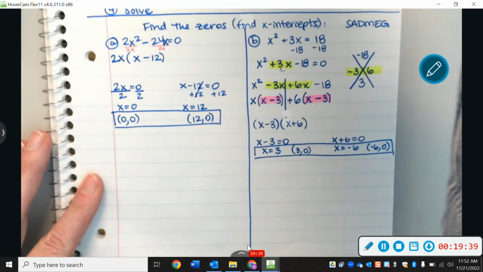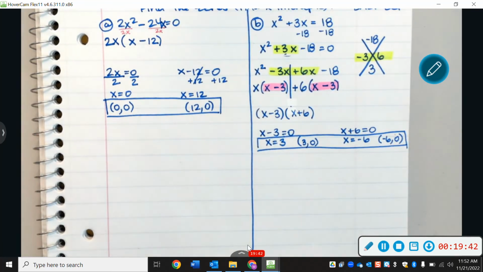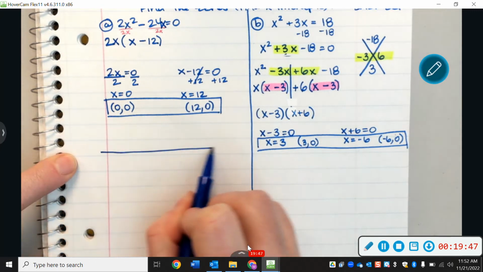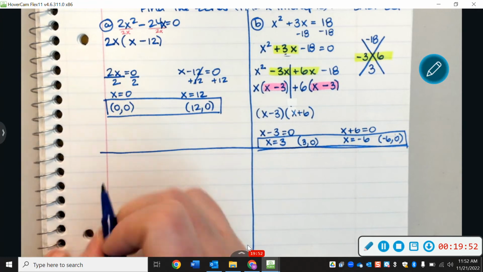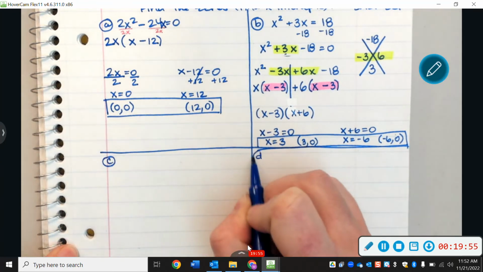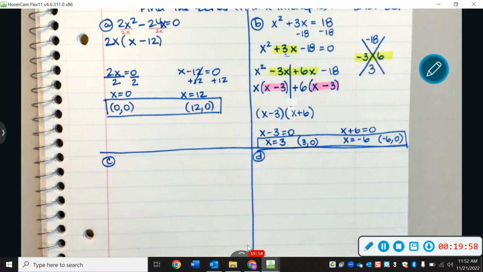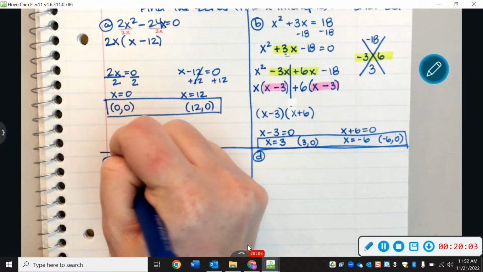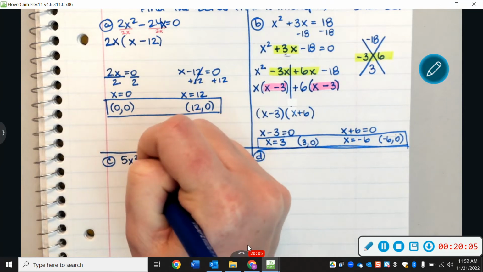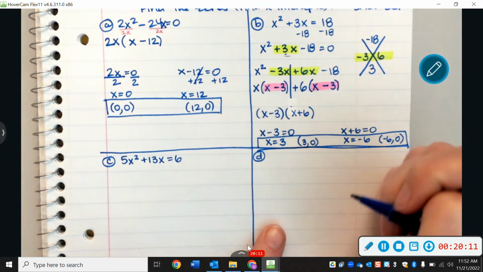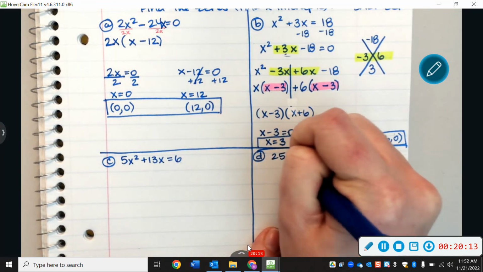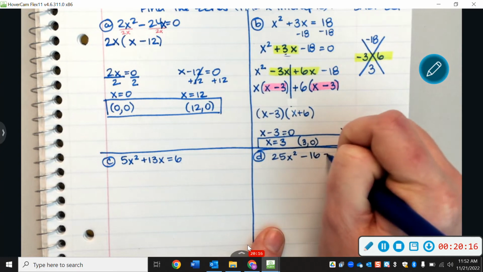All right, so take a moment, pause this video, think about whether you need help with factoring, if there are any things so far that don't quite make sense. And we're going to look at 2 last examples of solving by factoring. All right, so the first one is going to be 5x squared plus 13x equals 6. And the second one is going to be 25x squared minus 16.